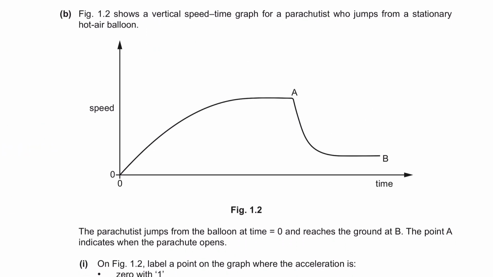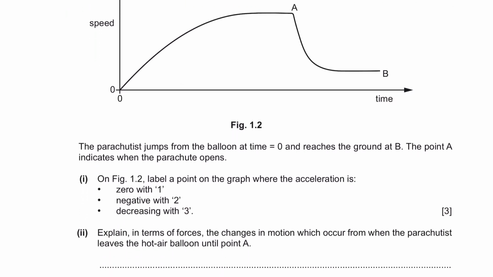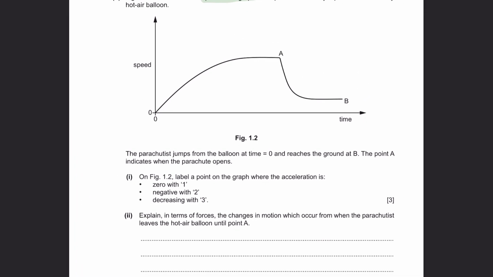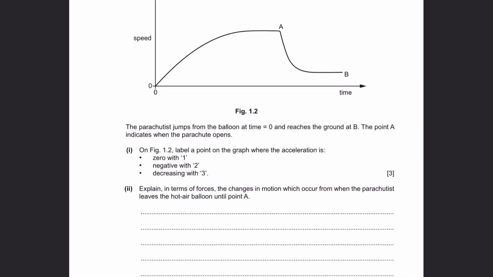Question B. Figure 1.2 shows a vertical speed-time graph for a parachutist who jumps from a stationary hot air balloon. The parachutist jumps from the balloon at time 0, here, and reaches the ground at B, here. The point A indicates when the parachute opens. Part 1. On figure 1.2, label a point on the graph where the acceleration is 0, label it with 1. When the acceleration is negative, label it with 2. And when acceleration is decreasing, label it with 3.